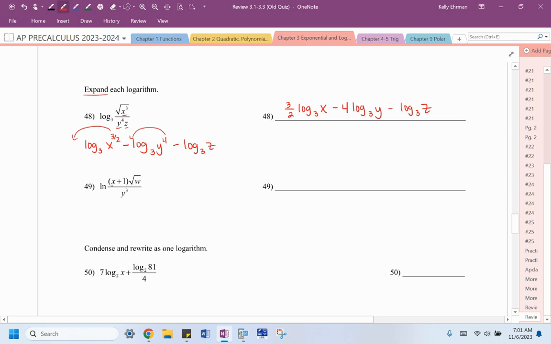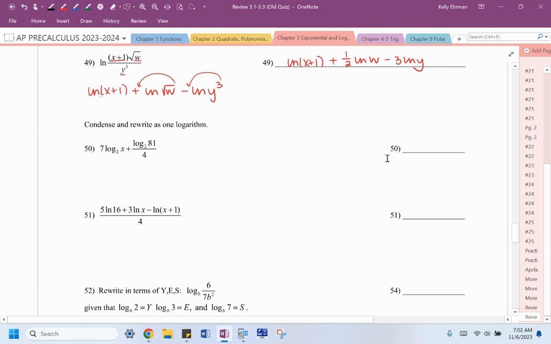And this one, we have an x plus 1, a w, and a y. So natural log of x plus 1, there's no way to break that up further, plus natural log of square root of w, or w to the 1/2, minus natural log of y to the 3rd. And then just take care of the exponents. So again, natural log of x plus 1 cannot be broken up into natural log x plus natural log 1, plus 1/2 natural log of w minus 3 natural log of y.